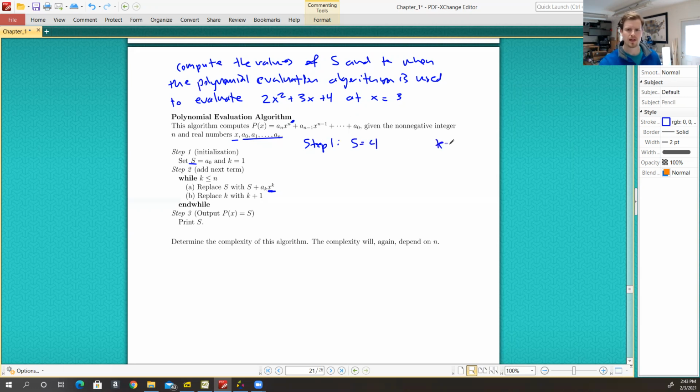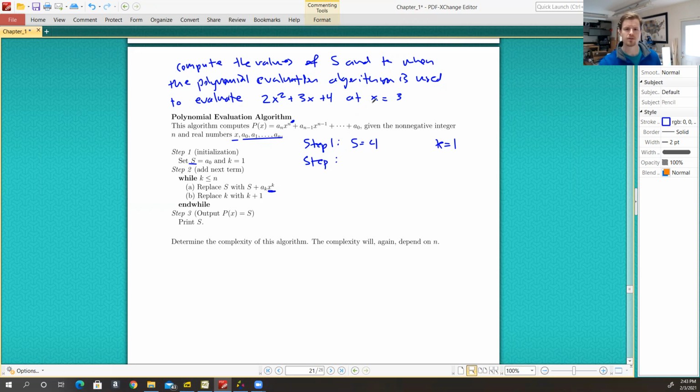And k is equal to 1. Excellent. So we're done with step 1. Step 2 is where we have a loop. So we check the condition. Is 1 less than 2? Yes, 1 is less than 2. So what we do is we replace s with s plus a sub k times x to the k.